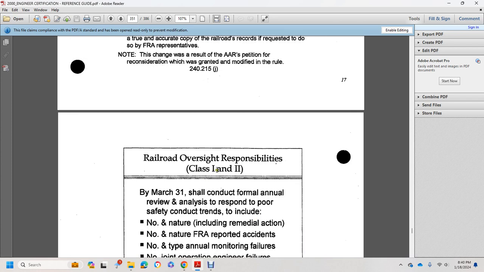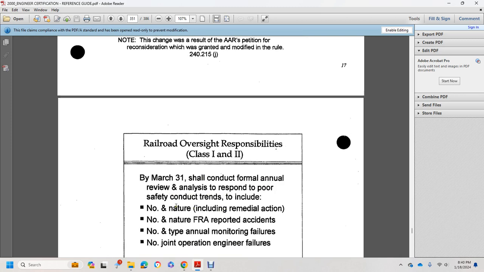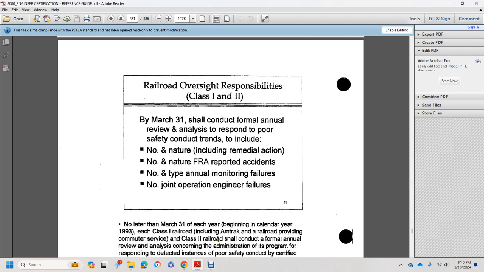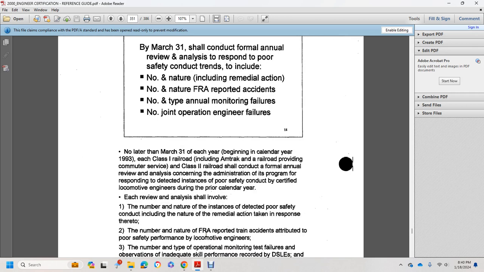Railroad oversight responsibility, Class 1 and 2. By March 31st, railroads shall conduct a formal annual review and analysis of their response to poor safety conduct trends, including the number and nature of incidents, including remedial action, the number and nature of reported accidents, the number and type of annual monitoring failures, and the number of joint operation engineer failures. No later than March 31st each year, beginning with calendar year 1993, each Class 1 railroad, including the railroad's abstract, and each Class 2 railroad, shall conduct a formal annual review and analysis concerning the administration of its program for responding to detected instances of poor safety conduct by certified local engineers during the preceding calendar year.